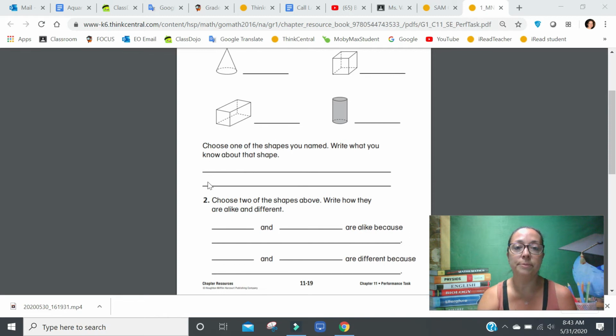It says, choose one of the shapes you named. Write what you know about that shape. Escoge una de las formas que están arriba y escribe lo que sabes de esa forma. And you should write in a complete sentence. So you can say, the cube has blank sides and they're all blank or something like that.